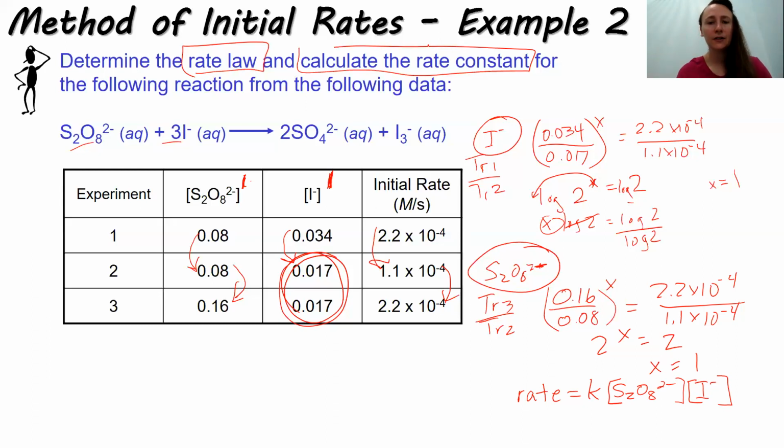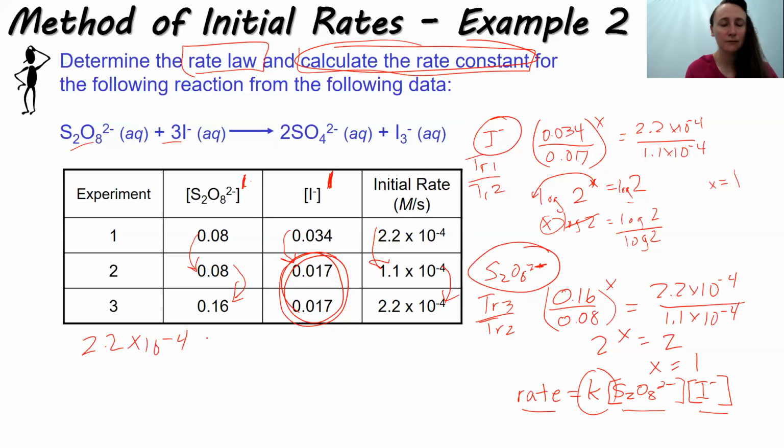All right, now we need to calculate the rate constant. So I can go back and plug in data. I have rate, I have concentrations and orders. I can solve for K. So I'm just going to take trial 1. 2.2 times 10 to the negative 4 is my rate. It's equal to K raised to 0, or the 0.08, and I know that's first order, and the 0.034 was first order, and I do the math and solve.